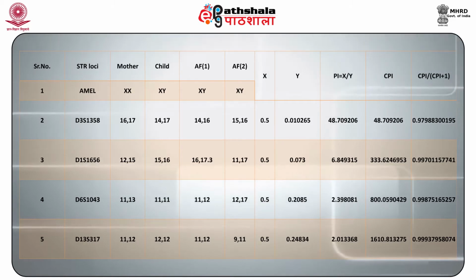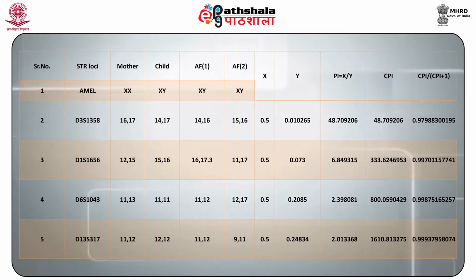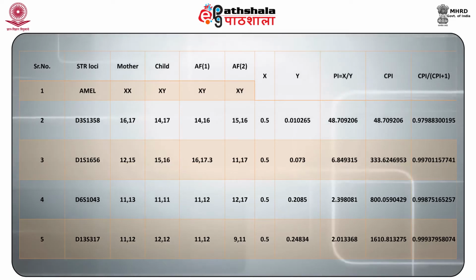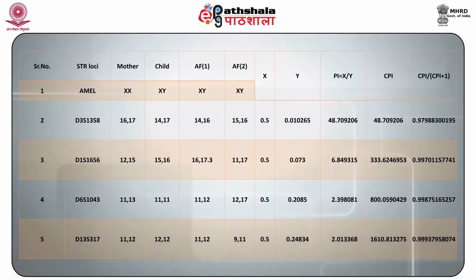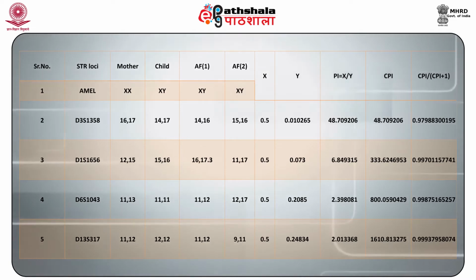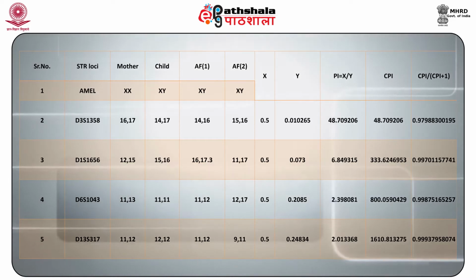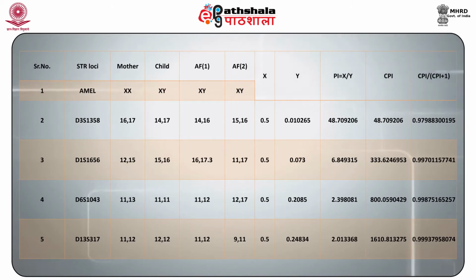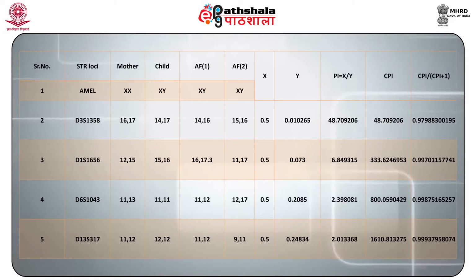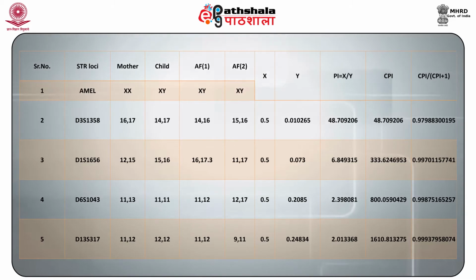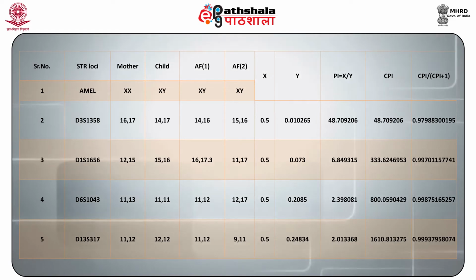Similarly, on comparing all the loci under this column mother and the child and alleged father 1 and 2, we can find out which allele at each locus is transferred to the child and which allele under column father 1 and 2 is transferred to the child, and finally we can calculate statistically the paternity index.